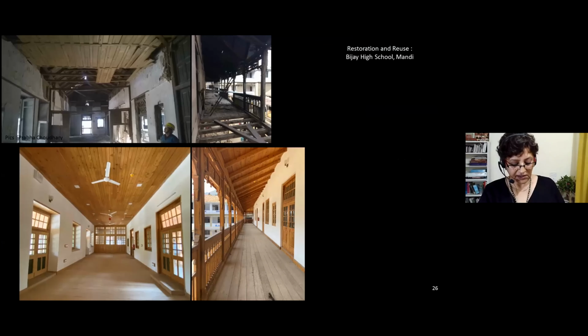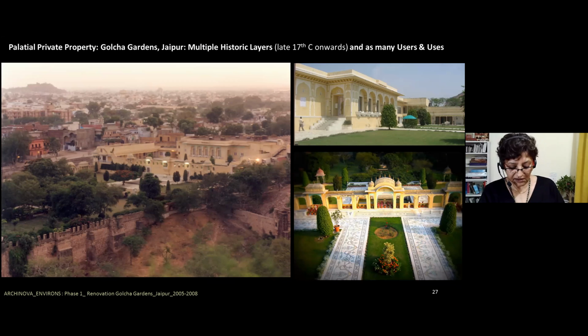Amongst the private, this is the palatial Golcha Garden project. It is a 17th century garden palatial property in which additions of several building layers for many users, such as factory and head office, took place in the last half of the 20th century. The Art Deco facade is the office block.